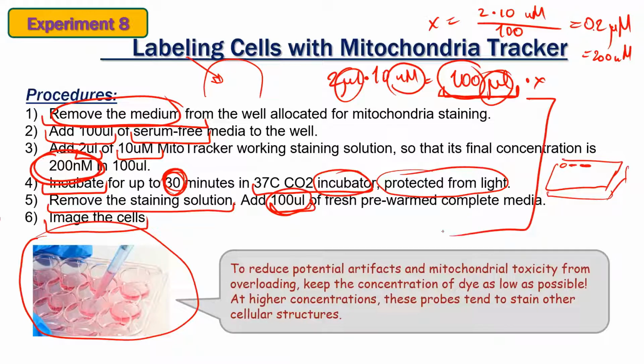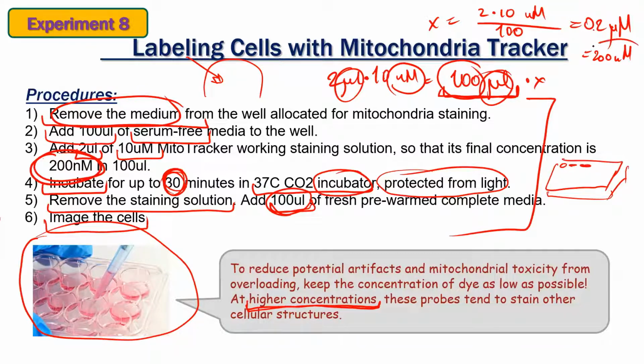Okay, so this is about the protocol itself. And the thing here is that we don't use high concentrations. Why don't we use them? Because if we use high concentrations, the fluorescent dye will bind to everything that has some kind of potential or has this membranous structure. So it could bind to lysosomes, endoplasmic reticulum, Golgi apparatus, nuclear envelope, etc. That's why we want to keep it as low as possible.